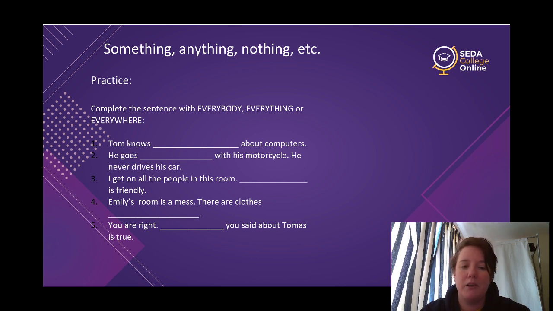Number 4, Emily's room is a mess. There are clothes. And number 5, you are right. What you said about Tom is true. When you're going through these sentences, just think, is it a place I'm talking about? Is it things I'm talking about? Or is it people I'm talking about for each one of these? That will help you to get the correct answer. So I'll give you another minute to think about that. Take your time. If there's anything you don't really understand, please let me know.